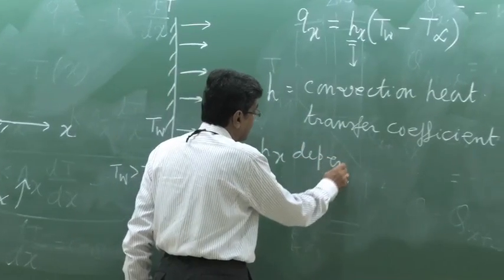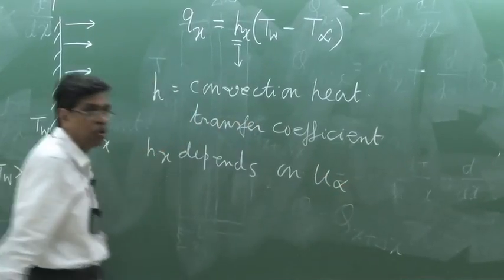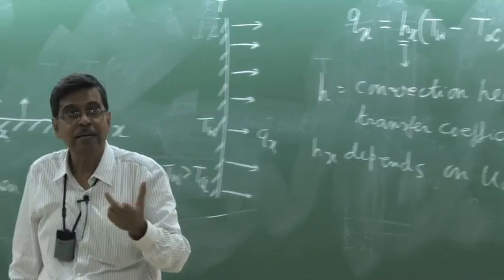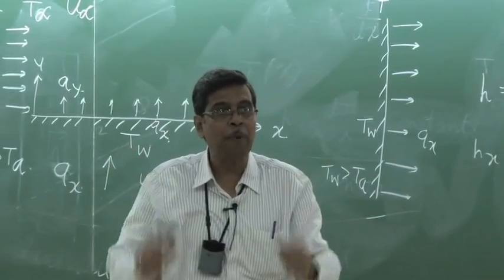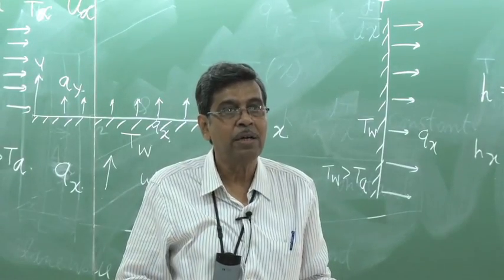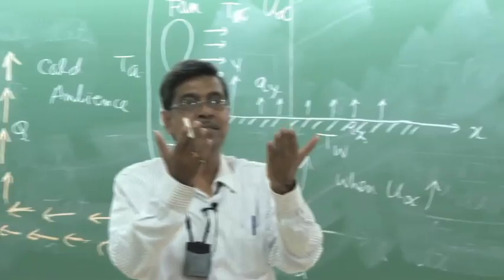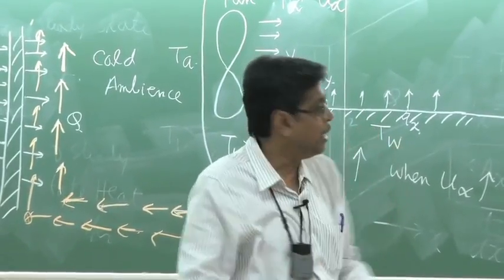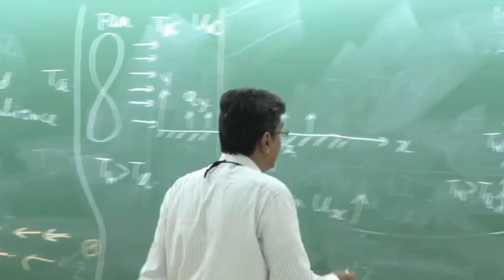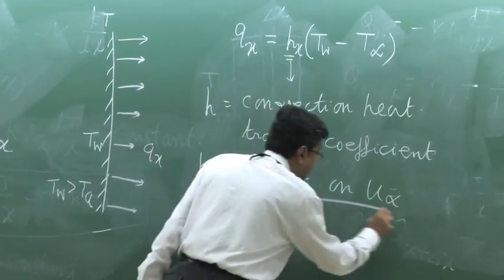So Hx cannot be a property. By our common observation, if we express heat flux like that to define the heat transfer coefficient, it is a dynamic parameter which changes with the flow rate, which changes with the velocity. Because if we increase the flow, the heat flux is increased, the plate is cooled, the surface is cooled fast. So therefore Hx depends on U infinity. It is not a property.